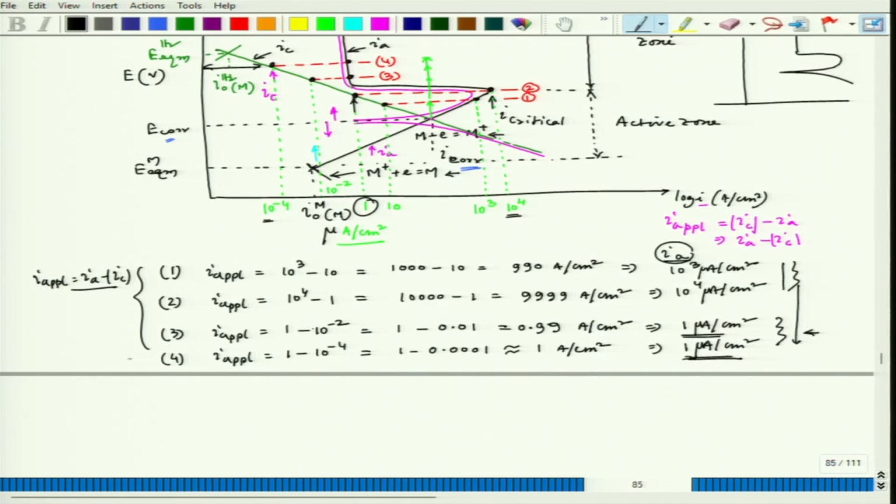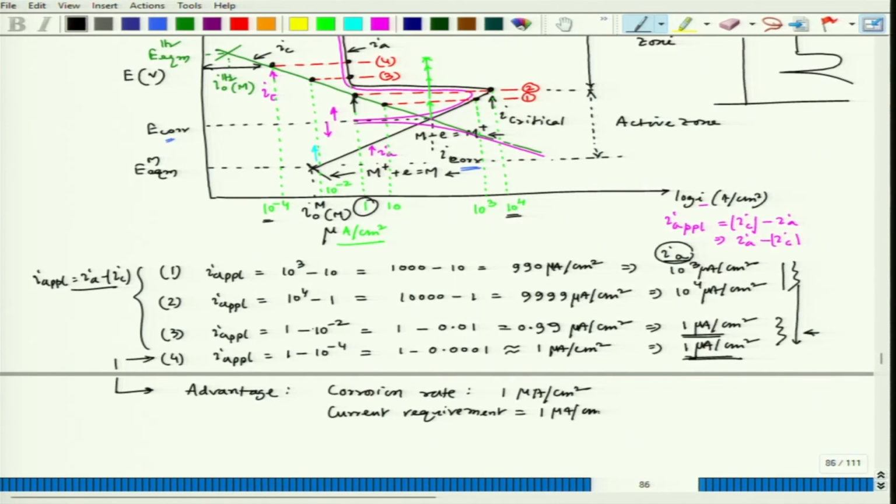If we achieve this particular position, what are the advantages? The corrosion rate would be of the order of 1 microampere per centimeter square, and the current requirement, this will all be microampere because we are considering in terms of microampere, would be nearly 1 microampere per centimeter square.